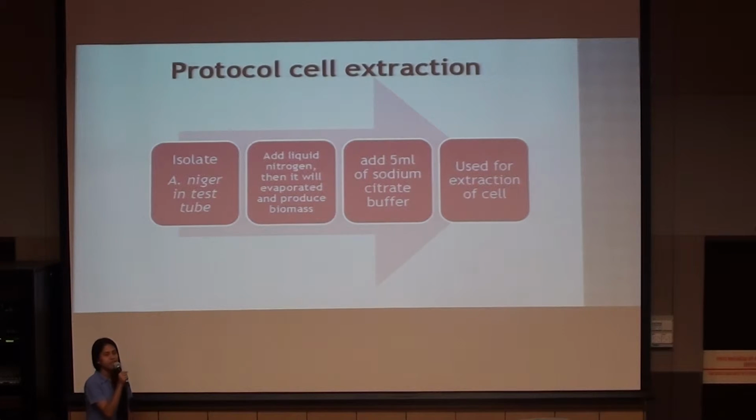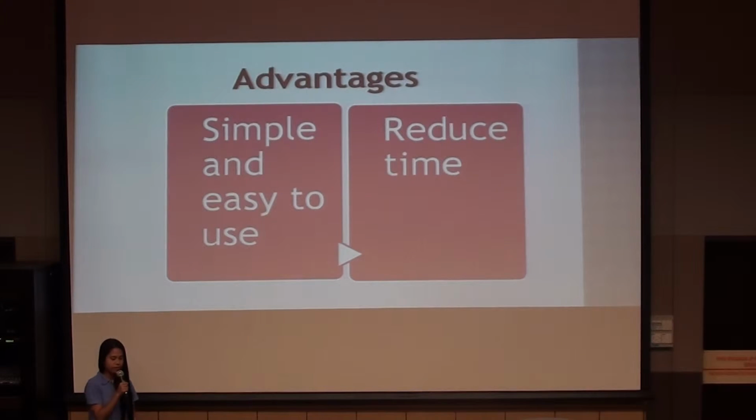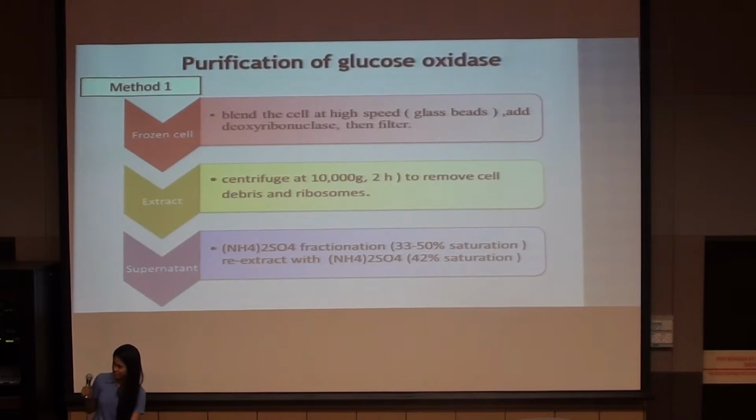Okay, next is task 4. The protocol of cell extraction from Aspergillus niger. First, isolate the Aspergillus niger in a test tube. Then we add liquid nitrogen to allow it to evaporate and produce biomass. Then we add 5 ml of sodium citrate buffer and use it for extraction of the cell. The advantage of this method is that it is simple and easy to use and can reduce time. Next.